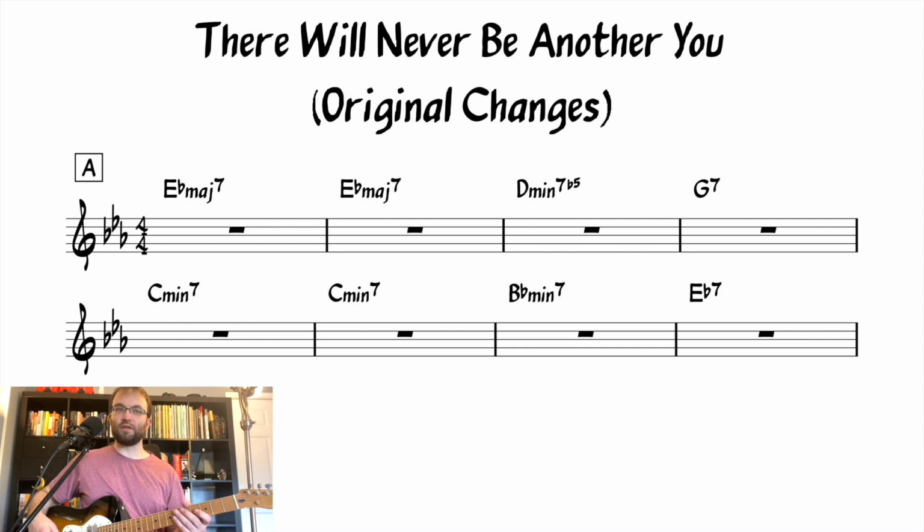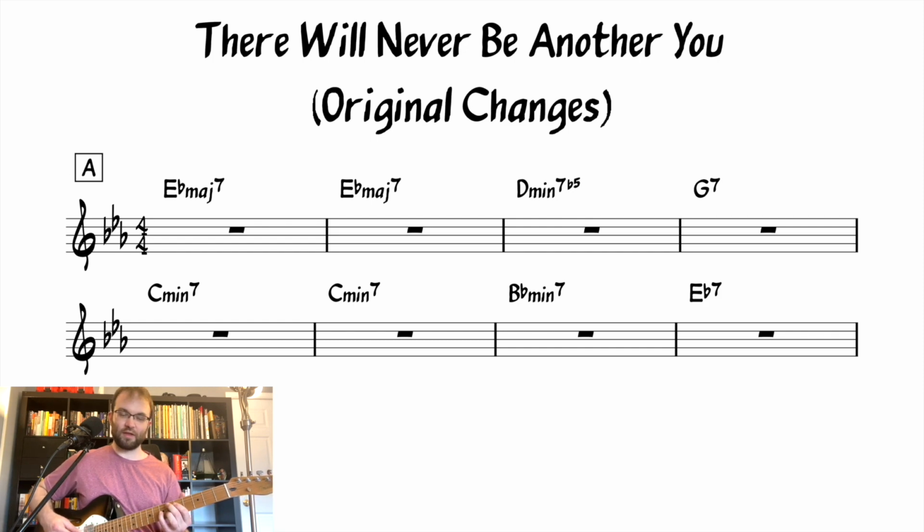Okay, the next one is There Will Never Be Another You, and this is another great example of a chromatic 2-5. This one is nothing crazy, but it's something that's really commonly used, and it's worth knowing. So if we just play through the chords of this tune, this isn't going to happen until the very last 2-5-1 to set up the A section again.